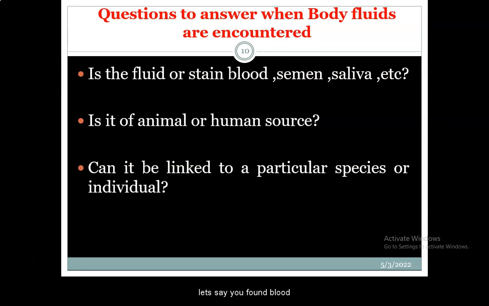Let's say you found blood. You tested, it is blood. You went on to test, it was human blood. Now, can it be linked to a particular person? Can you say that particular blood is coming from person A or B? Or let's say it wasn't human blood. Can you link it to another species? Let's say a dog, an antelope, a cat, etc.